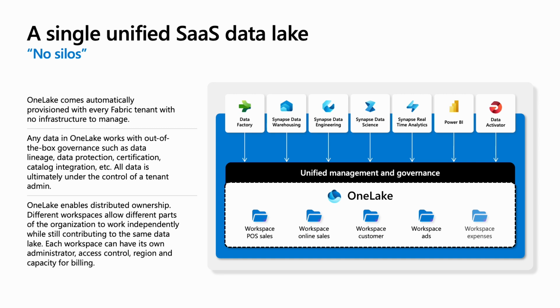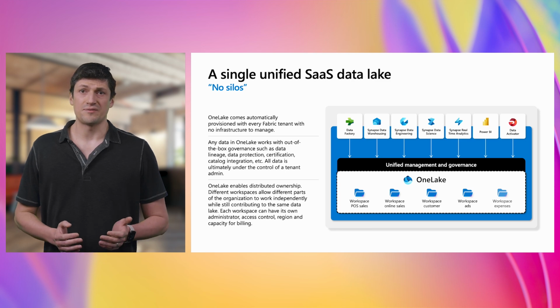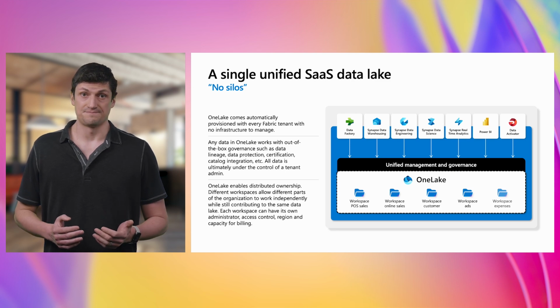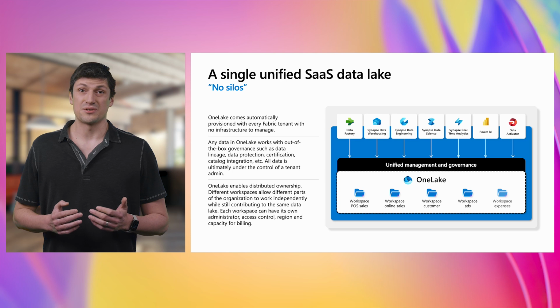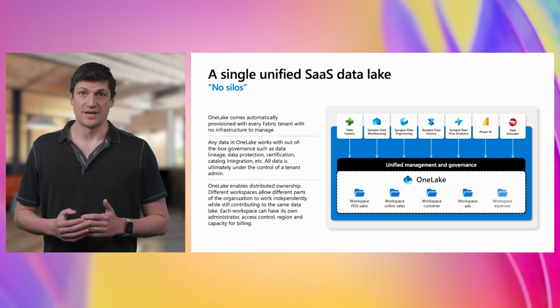The admin sets the initial boundary, and any data which lands in OneLake will automatically take part in out-of-the-box data governance, such as lineage, data protection, certification, catalog integration, and much more. All data is ultimately under the control of a tenant admin. However, it is important that different business groups can work independently without going through a central gatekeeper. Just as an Office user does not need to coordinate with their admin to create a new Teams channel or a SharePoint site, OneLake enables similar distributed ownership through workspaces. Different workspaces allow different parts of the organization to work independently while still contributing to the same data lake.